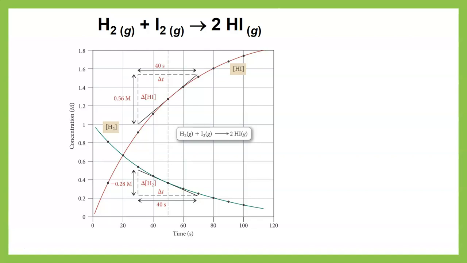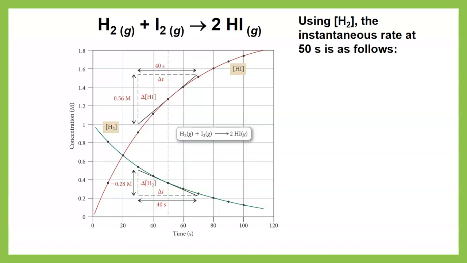So if I want to use this equation, we can see it represented here on the graph. If I want to find the instantaneous rate at 50 seconds, what I need to do is I come over here and I find 50 seconds. There's my little tangent point, right? And I'm going to take the change in concentration over the change in time for that tangent line. And that gives me the rate at that moment.